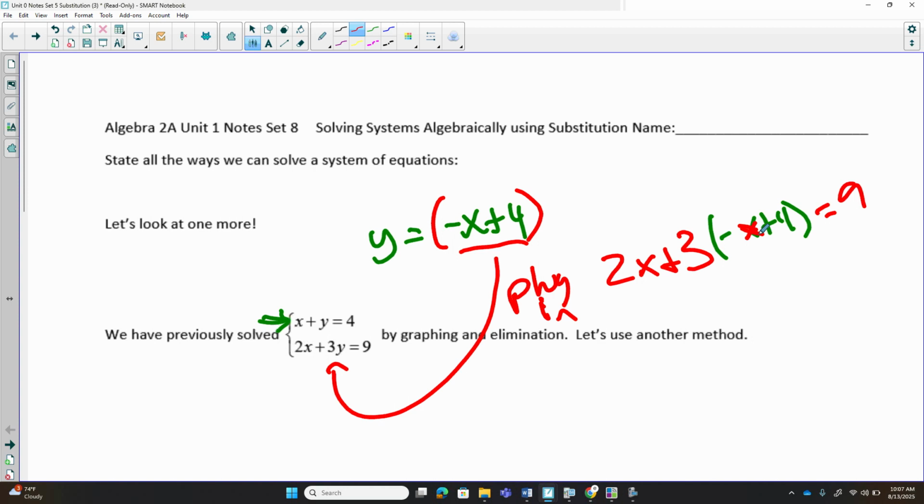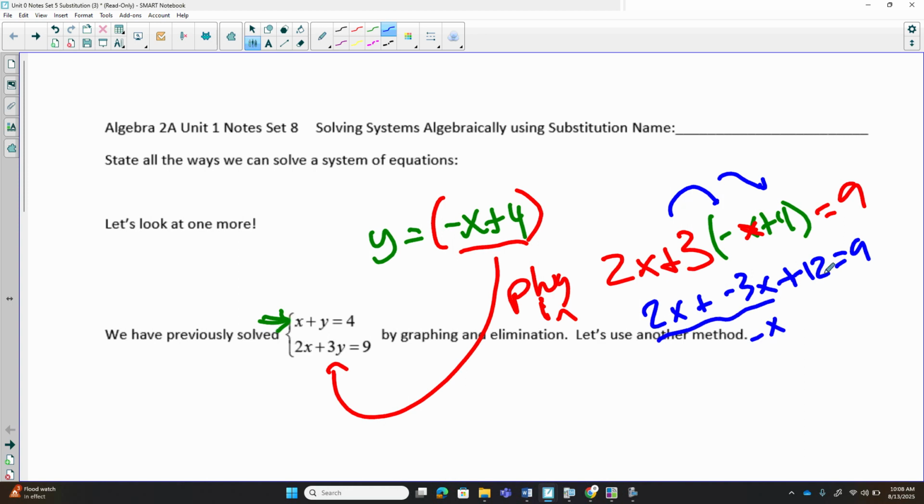All right, now I'm going to do what next? Distribute. So 2x plus negative 3x plus 12 equals 9. The key with this is you don't have an x and a y. Now it's an equation of just x's in this case. So I'm going to go ahead and do the math here. I get negative x. I'm going to subtract the 12 over here, so I'm going to do it all at once and divide by a negative 1. And so x is equal to positive 3.